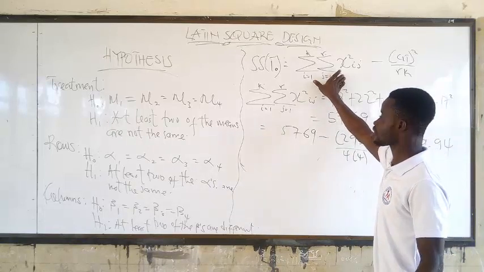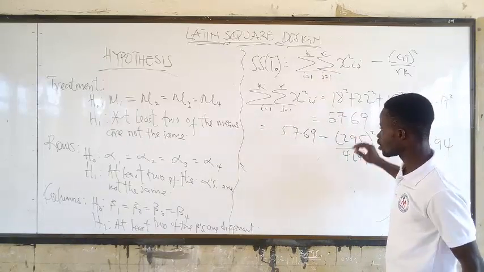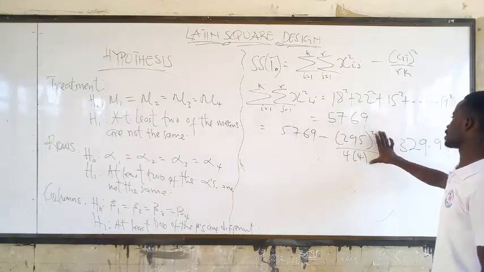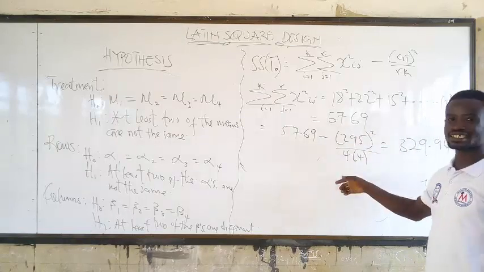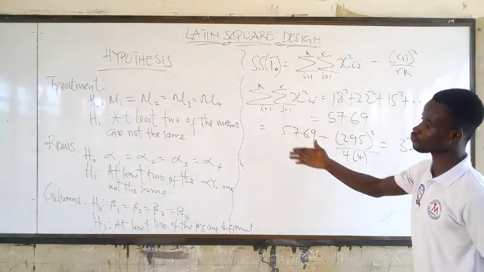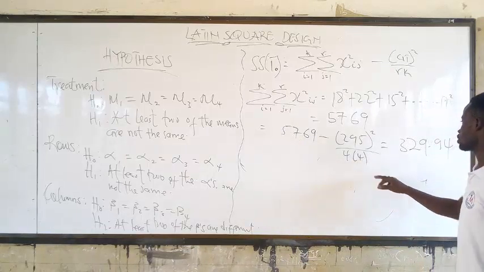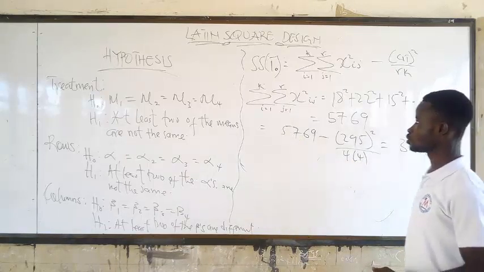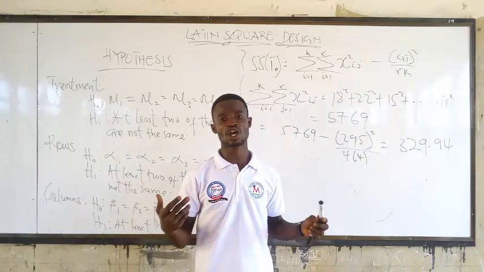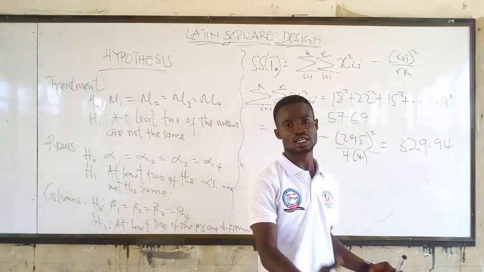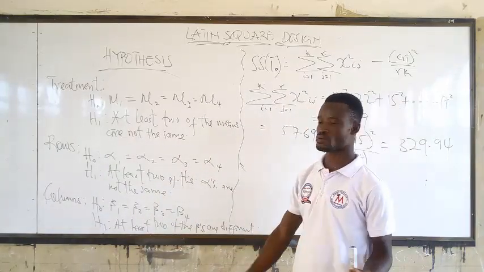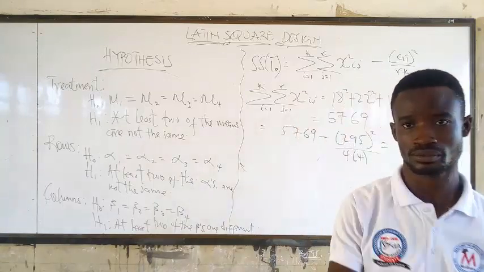Please, here we don't divide by anything, don't forget it. Alright, so minus the grand total square. Then since it's 4 by 4, everything is 4. 4, 4, 4. So 4 times 4, get 16, and the value you get. Alright, so now, let's go for the sum of square of the treatment, sum of square of the row, and the sum of square of the column.